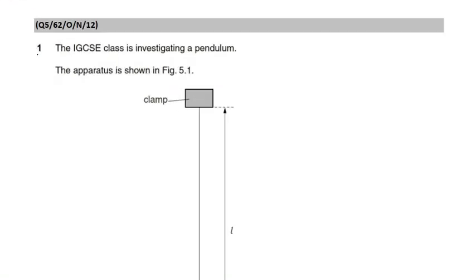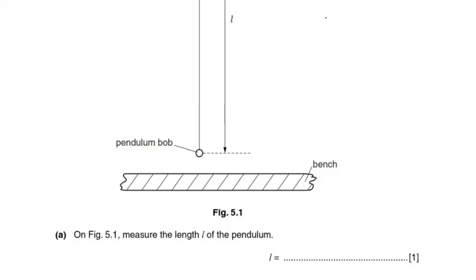Look students, this is the first question on oscillations. The question says that the IGCSE class is investigating a pendulum. Okay, the apparatus is shown in figure 5.1. See students, this is the pendulum he is referring to. This is the pendulum bob, held above this bench. And look, students, the length of the pendulum has been denoted by small l.